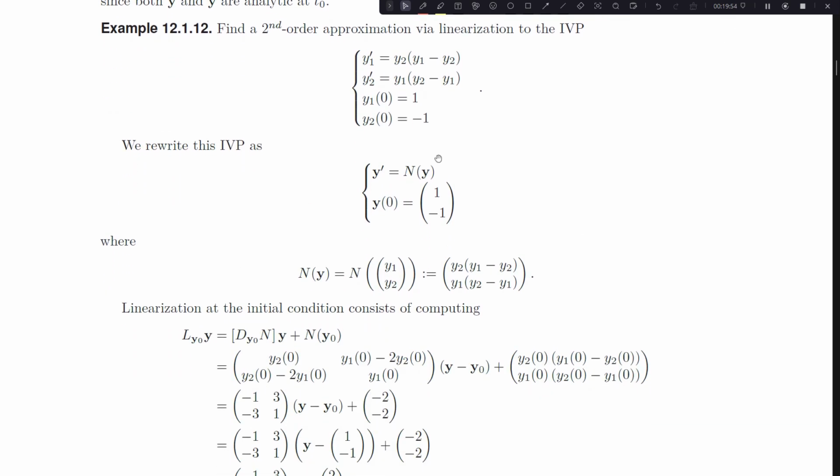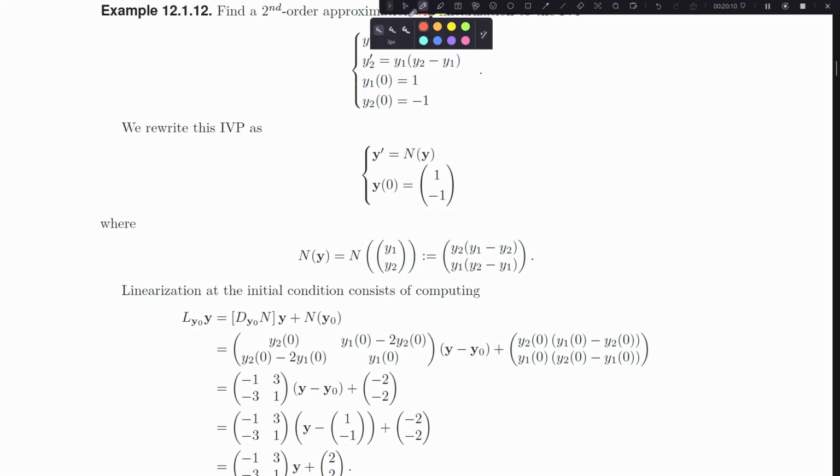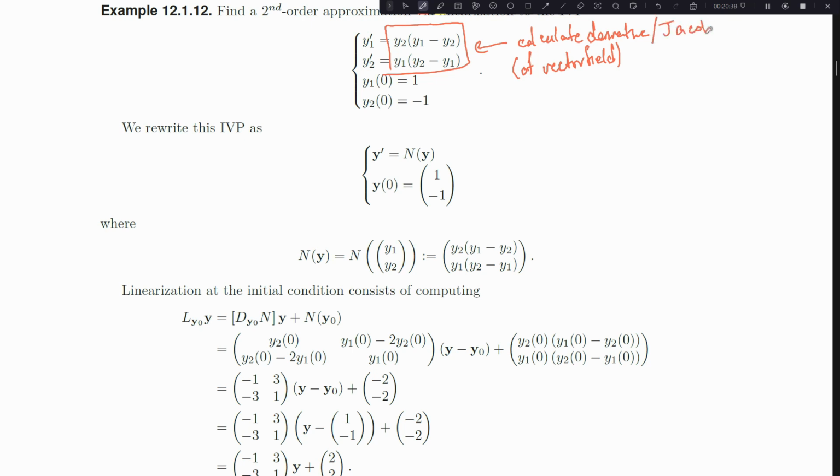So here's an example of how we might use that. Say, find a second order approximation via linearization to the following IVP. We're going to rewrite the IVP in terms of the previous theorem so we can actually make sense of it. Let's just go ahead and calculate the linearization of the right-hand side here. So that's talking about this. Or let's calculate a derivative just so we get some practice. And recall, since this is a vector field, the derivative of a vector field is going to be your Jacobian. So we're really calculating a Jacobian matrix.